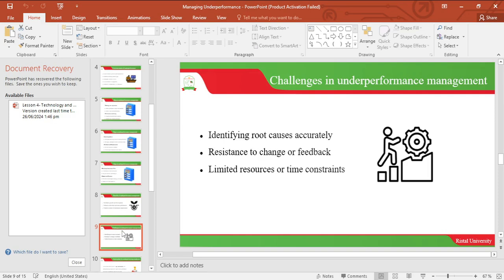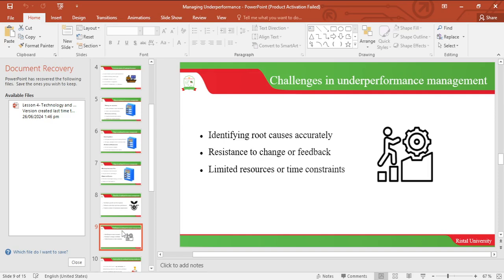Then the next thing is the challenge of underperformance management. Identifying the root cause actually is the challenge. Okay? Because we may think that the reason for the underperformance is maybe the technology, because of the tools. Yet it could be because of individual incompetence. Or you may think that the reason for underperformance is individual incompetency, whereas it is the tools they're using for doing work. So it becomes sometimes very difficult for you to know exactly what is the cause of underperformance.